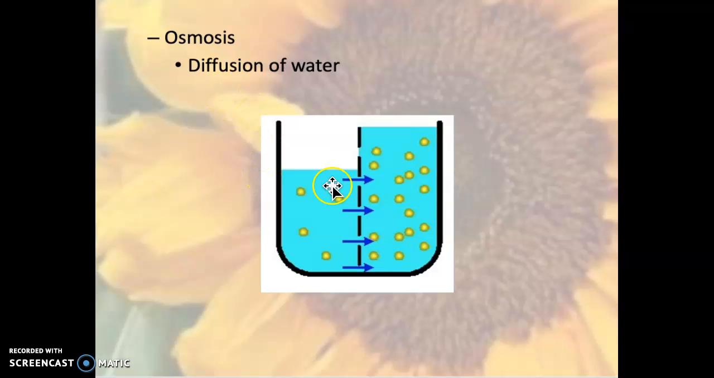Other pictures you'll see quite a bit for diffusion look like this. You have water moving from an area of lower concentration to high, right? You want to balance out the solutes. These little yellow dots are showing solutes. And then you want the solvent, the water, to go towards them, to balance out the concentration.